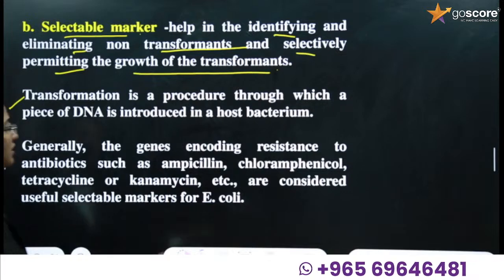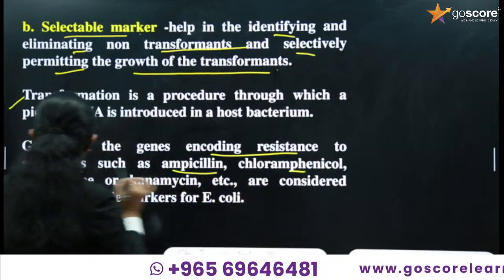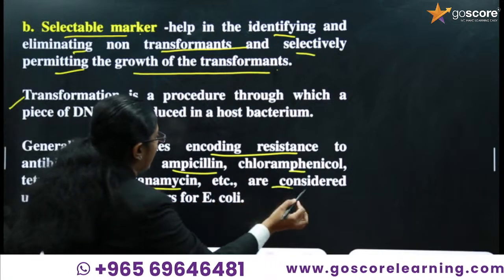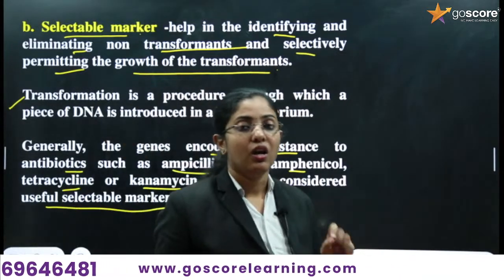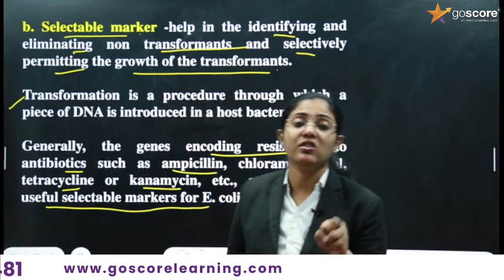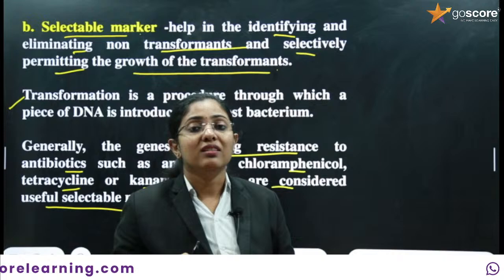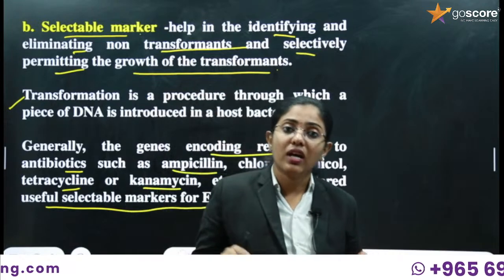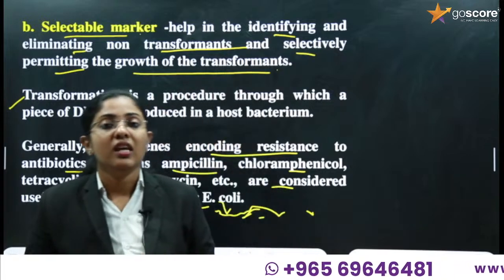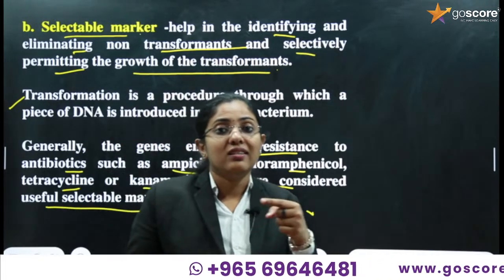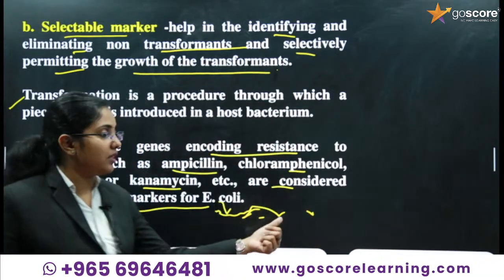Okay, generally the genes encoding resistance to antibiotics such as ampicillin, chloramphenicol, tetracycline or kanamycin are considered to be useful selectable markers of E. coli. Okay, all these resistance genes. In the case of plasmid, I told you that it is an extrachromosomal circular DNA. In that circular DNA, what is present? Genes are present. What is the speciality of the gene? The genes are able to resist particular things, that is, antibiotics.